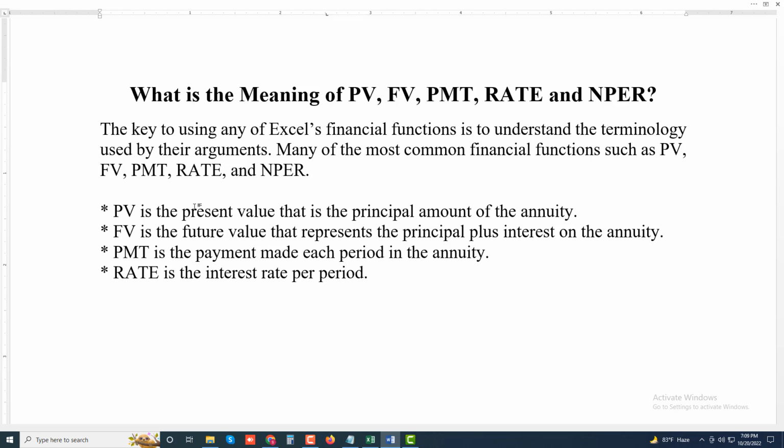Then NPER. NPER is the total number of payment periods in the life of the annuity.